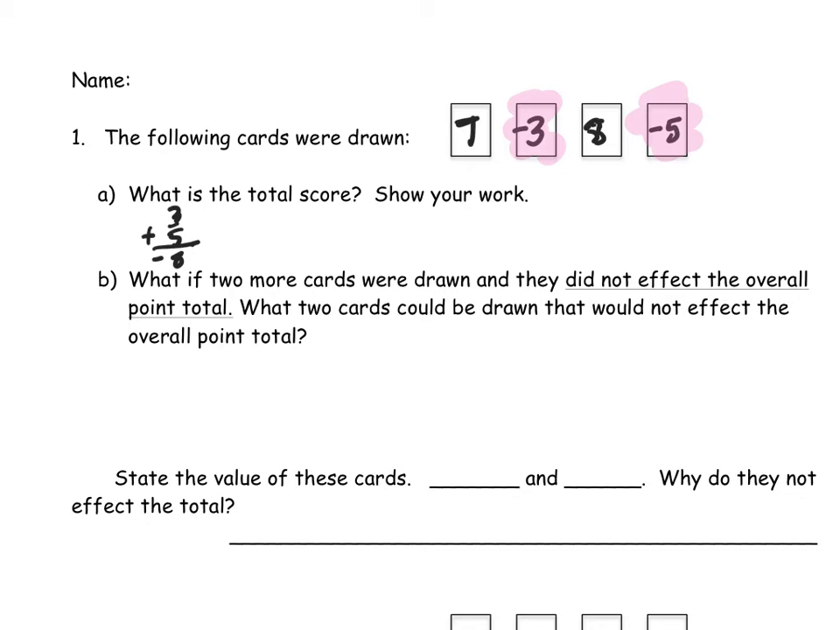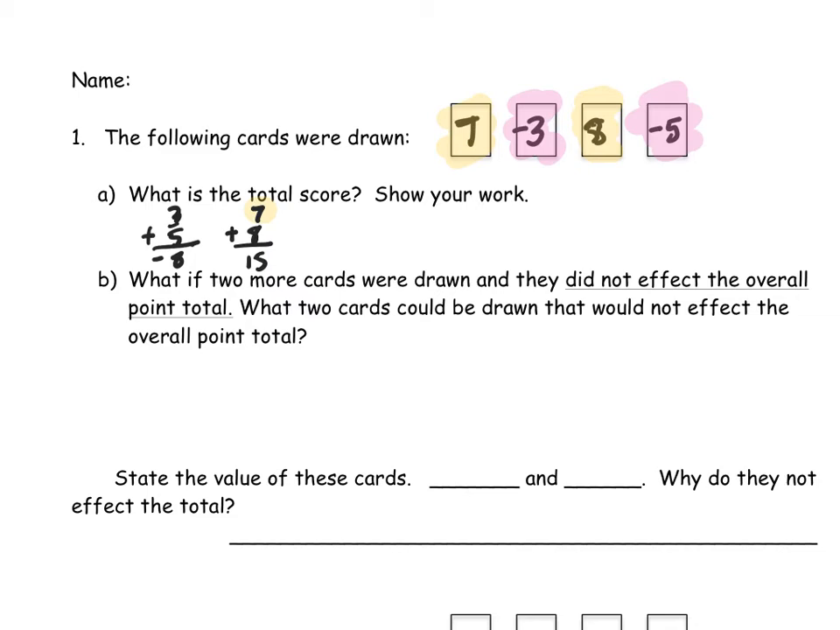So now I'm going to gather up my positives. I have a +7 and a +8. So again, if they're the same signs, then I just add their values together. So I have 7 plus 8, and that will give me 15. Since they're both positive, I have a +15.